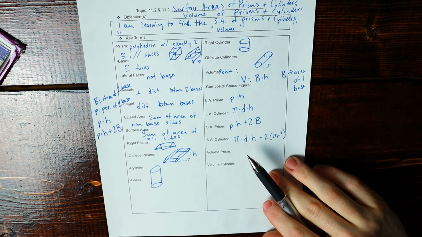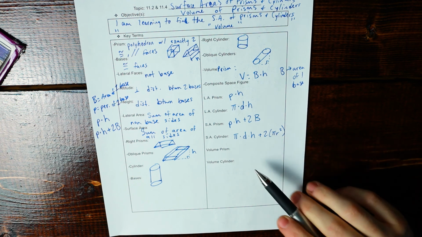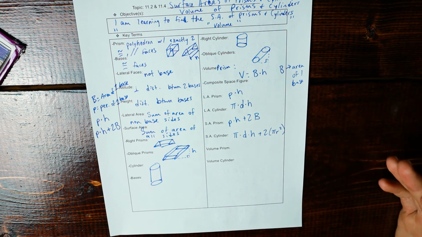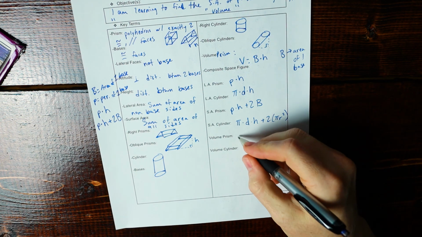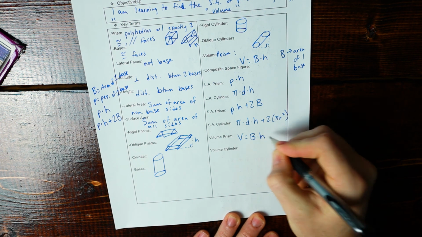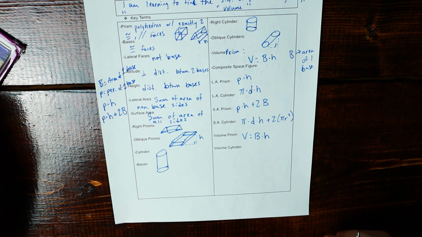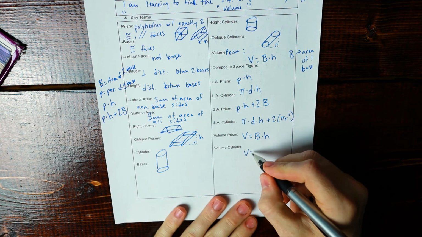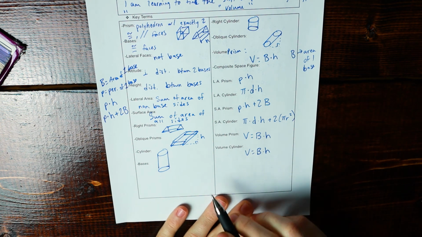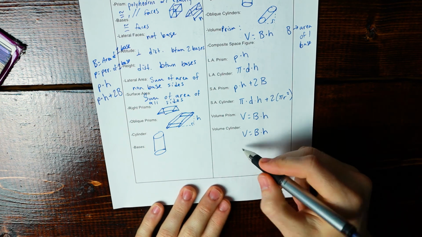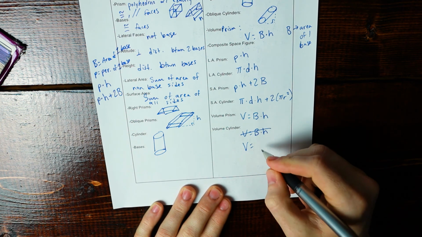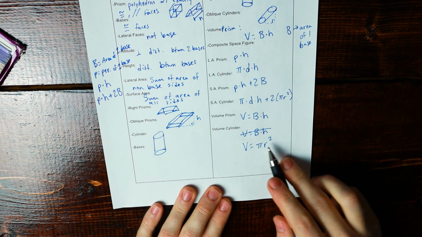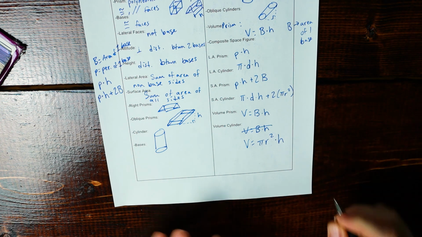I guess I should have put this down here, but volume is just how much space something takes up. So I'll rewrite that formula here. And then the volume of a cylinder is going to be the exact same thing, except that its base is a circle. So the area of the base, since it's a circle, is pi r squared, times h.